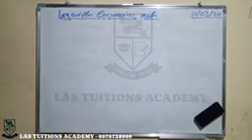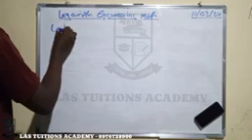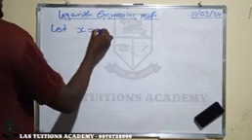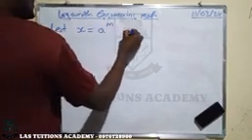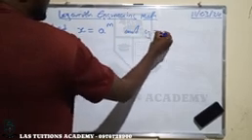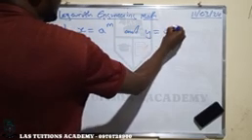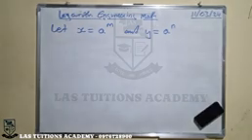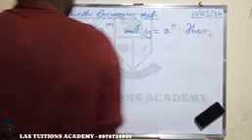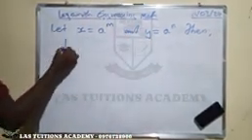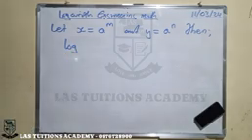Okay, so let x is equal to a to the power m and y is equal to a to the power n. So we have those two. Then we need to write them in form of a log. Then what would this be in form of a log? Log, I want the base, I want the answer on the other side.